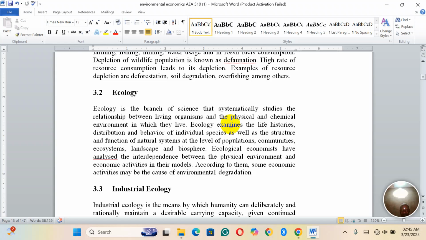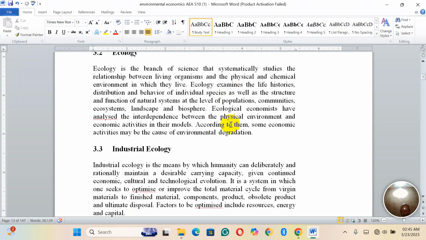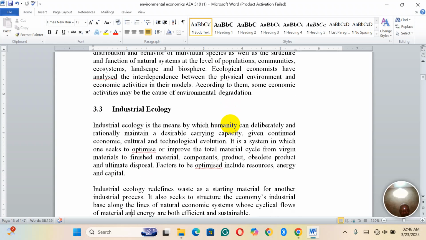According to them, some economic activities may be the cause of environmental degradation. Then we also have industrial ecology. Industrial ecology is the means by which humans can deliberately and rationally maintain a desirable carrying capacity, given the continuous economic, cultural, and technological evolution.